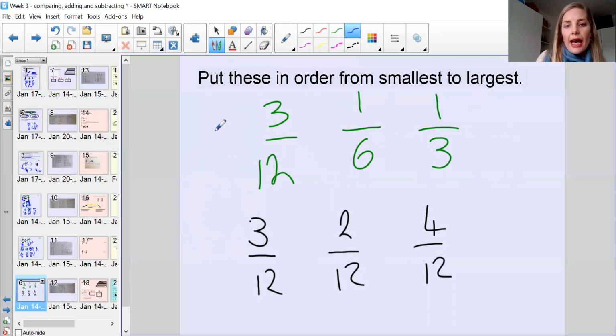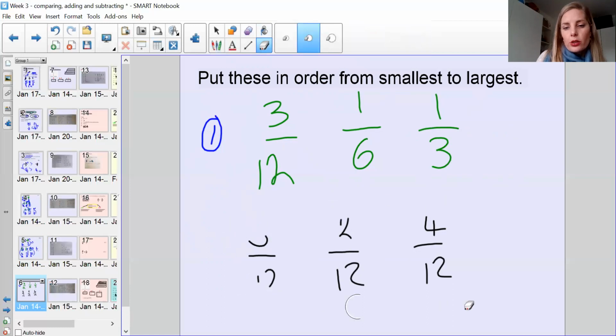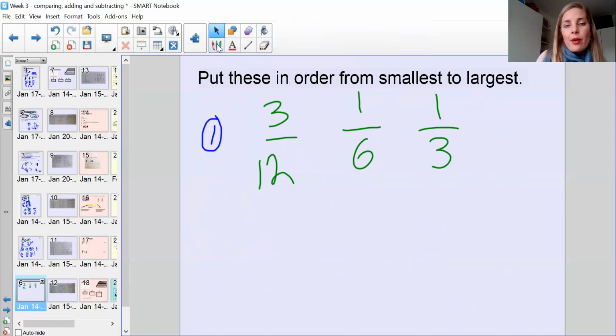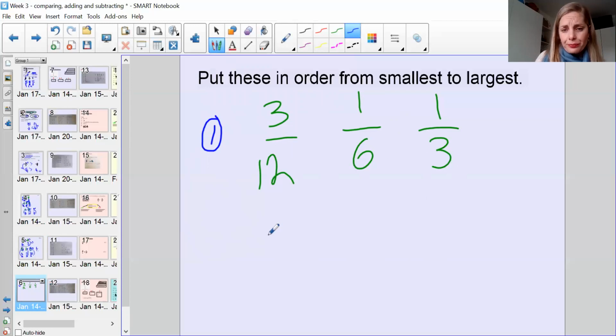Okay, so we're going to look at putting these into order from smallest to largest. Okay, now we're going to use the same method that we've been using. Okay, so first I need to be able to compare them. All right, and so if I have a look at these 3 fractions, they do not have the same denominator. So I need to go and have a look. Right, which is the biggest number? 12. Can these numbers go into 12? Yes, they can. So I'm going to make all numbers over 12.